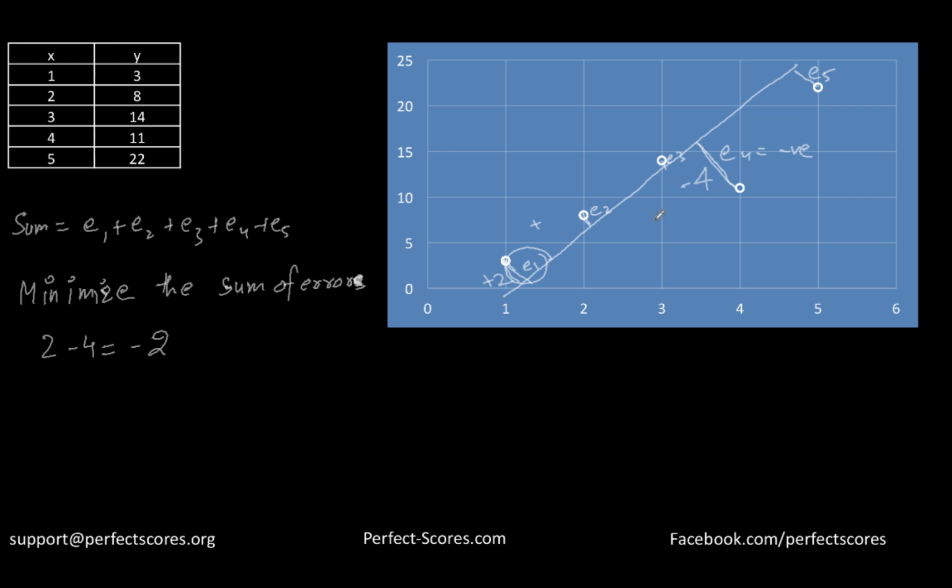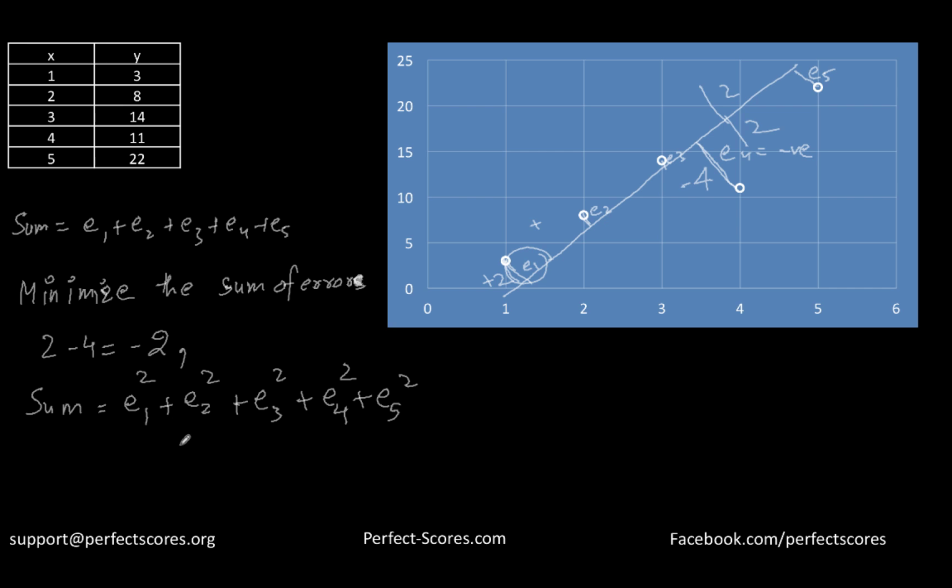However, both are the same. An error of 2 on this side and an error of 2 on this side should be the same. So what should I do? To account for that small problem, instead of finding the sum of errors, I'm going to find the sum of the square of each error term. Because when I square a term, the sign automatically becomes positive. Then I would be considering the negative sign and positive sign equally.